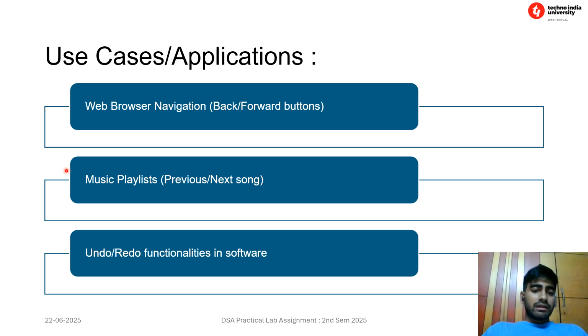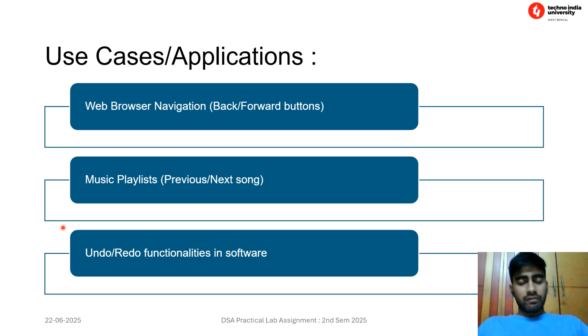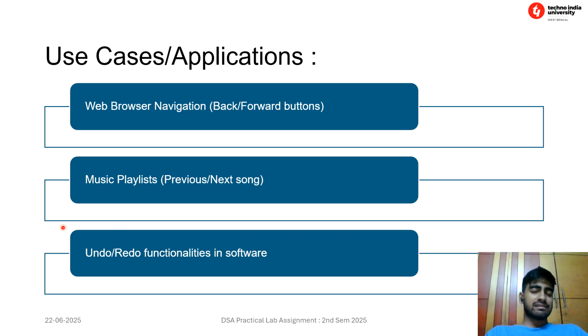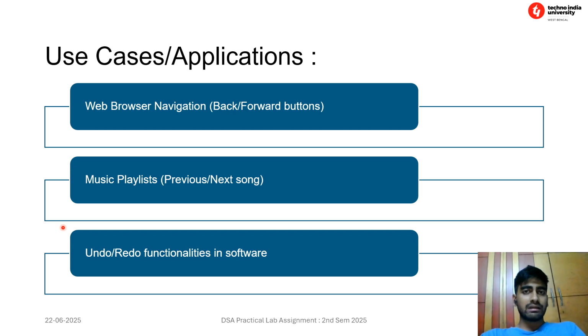The next use case is in music playlists like Spotify or Apple Music, anything like that. To move from one song to the next song or to the previous song, we again use a doubly linked list, the bidirectional traversal property. The third use case which comes to mind is undo or redo functionalities in software. For example, in this slideshow itself, moving from one slide to the next slide or to the previous slide, we use the back and forward buttons, which is basically accessing the previous pointer or the next pointer in the doubly linked list.